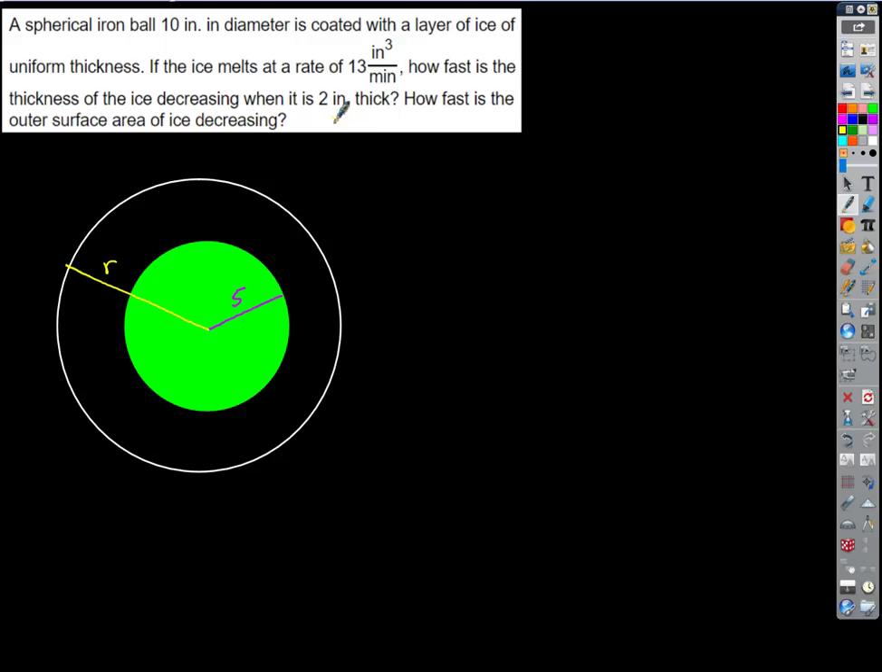Then we want to know how fast the thickness of the ice is decreasing when the ice is 2 inches thick. So if the radius of the iron is 5, and the total radius, what we call R, is 7, that would be when the ice is 2. Does that make sense? That's not the only way to do it, but it seems like an easy way, because R is a really natural variable to use, because we're talking about a sphere.